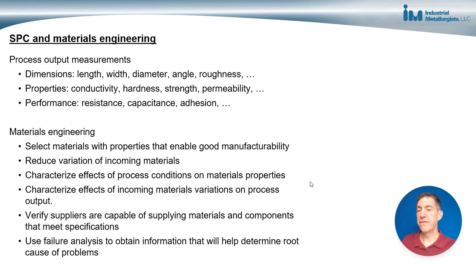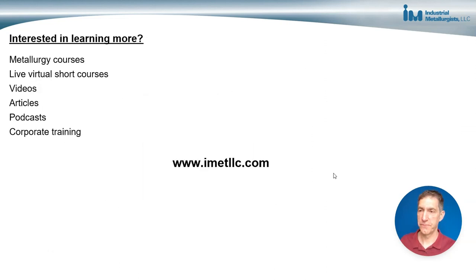And then finally, we use failure analysis to obtain information that helps us understand the root cause of problems. When the control charts show us that the process is going out of control, we can do failure analysis to figure out the root cause and fix it and prevent it from reoccurring. So these are all ways that materials engineering can be applied to statistical process control to help improve manufacturing processes.